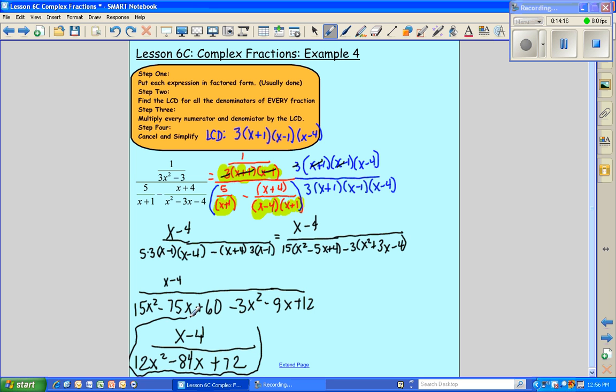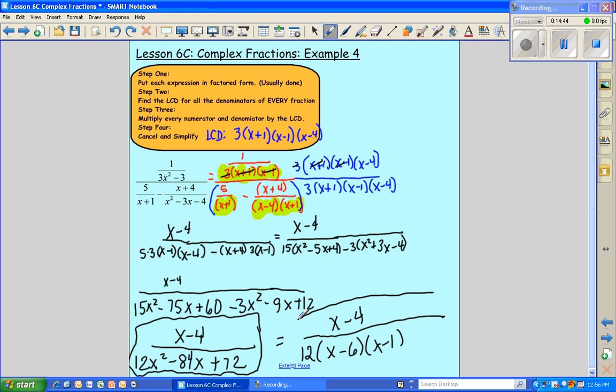Now there's a denominator there, you can factor that. And if you do, again, nothing cancels out, so if you don't do it, you won't be penalized. The thing is, until you do it, you don't know if it's going to cancel or not, so you kind of need to do it. But the 12 comes out, and it factors as x minus 6, x minus 1. So either one of these are acceptable ways to write your answer, okay? And you get full credit either way.